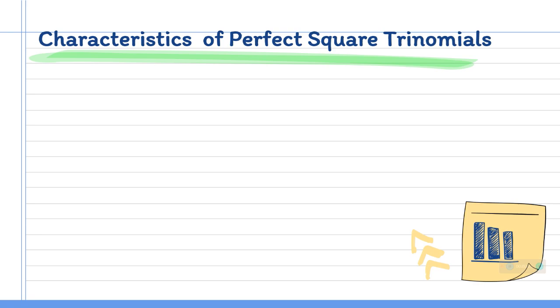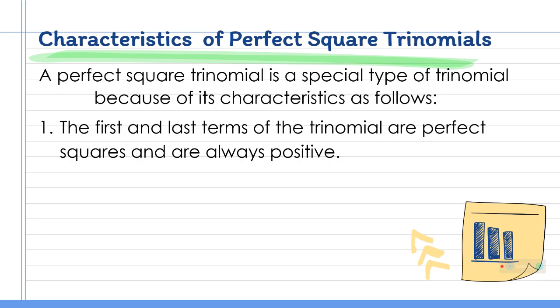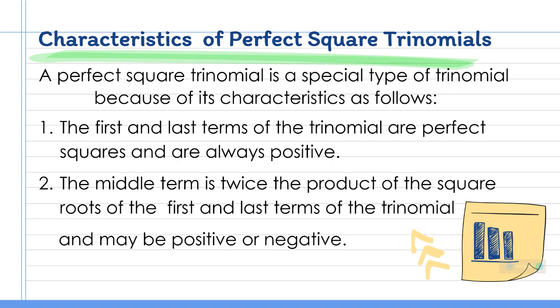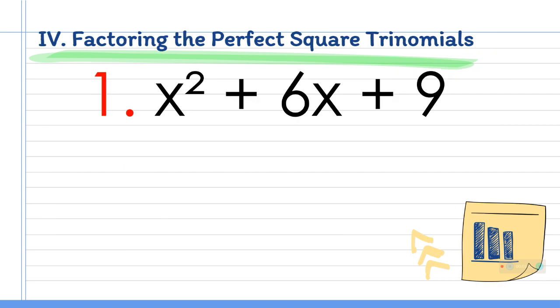So for your information, a perfect square trinomial is a special type of trinomial because of its characteristics as follows. Number one, the first and last terms of the trinomial are perfect squares and are always positive. Next, the middle term is twice the product of the square roots of the first and last terms of the trinomial and may be positive or negative. So let us have the examples.